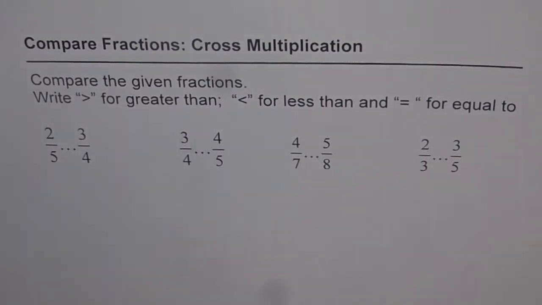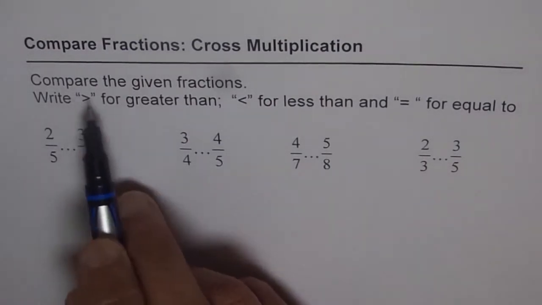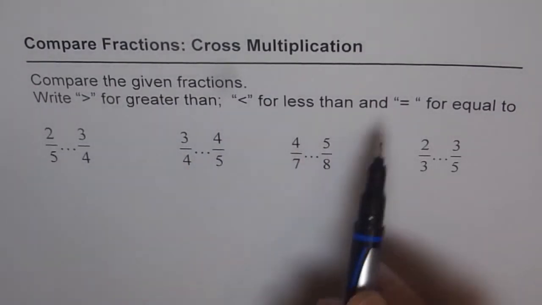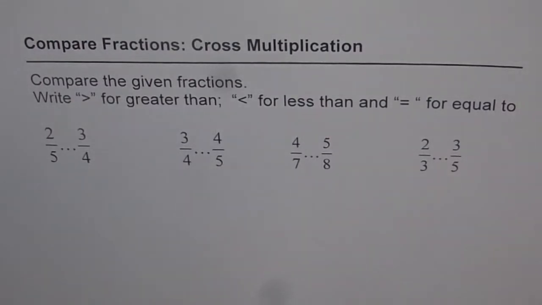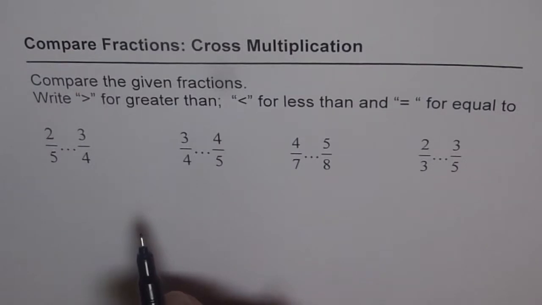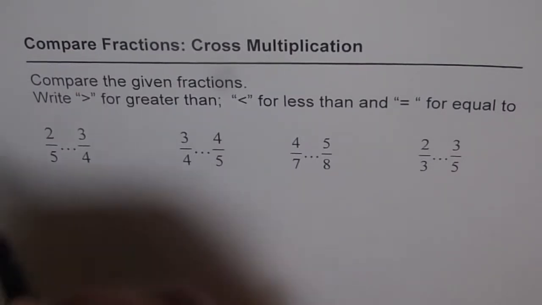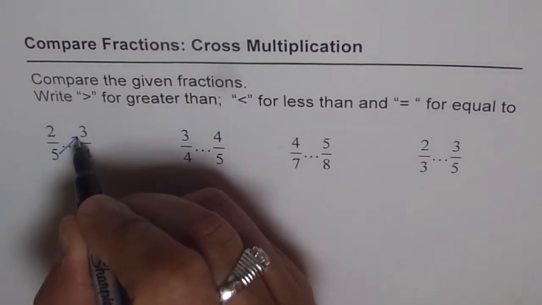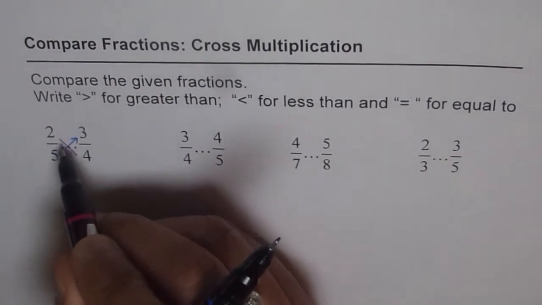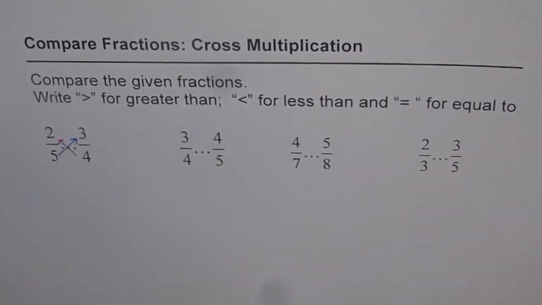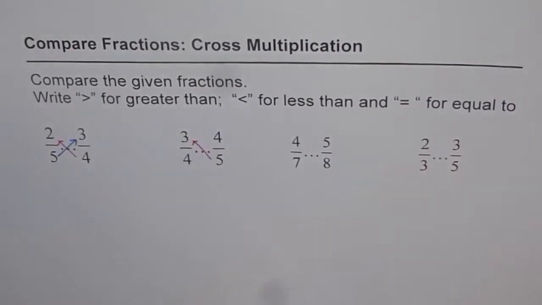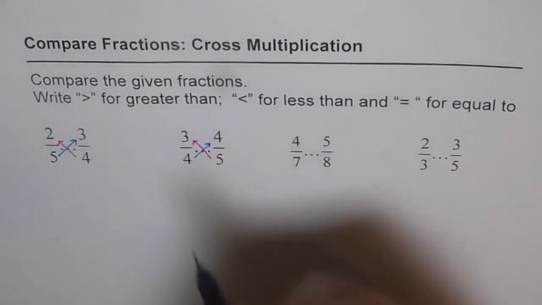So let us understand what is cross multiplication. Compare the given fractions, write greater than, this is the greater than sign, that is less than, and this is equal to sign. So accordingly, once you compare, you have to fill in the right sign here. Now cross multiplication. As the name suggests, we need to multiply the numbers like this. So across the numbers will get multiplied. So that is what cross multiplication is, right?